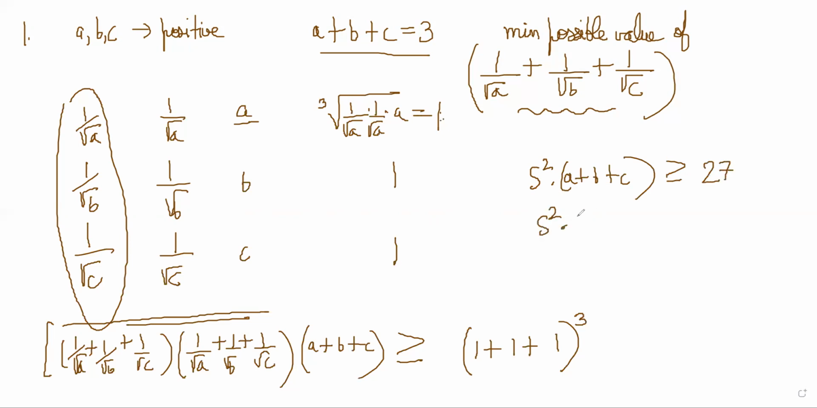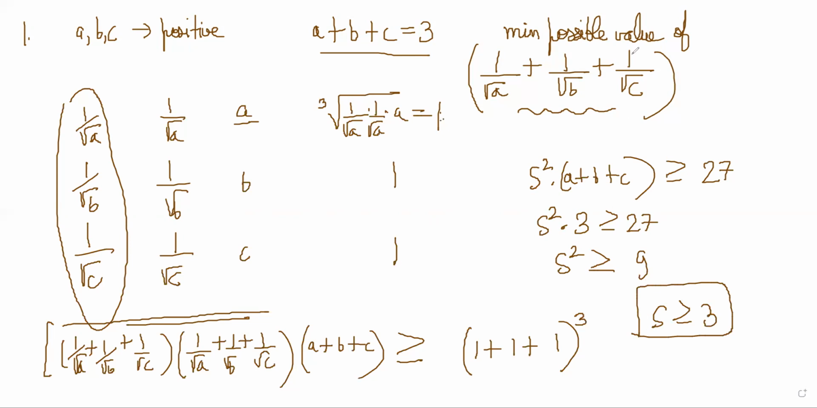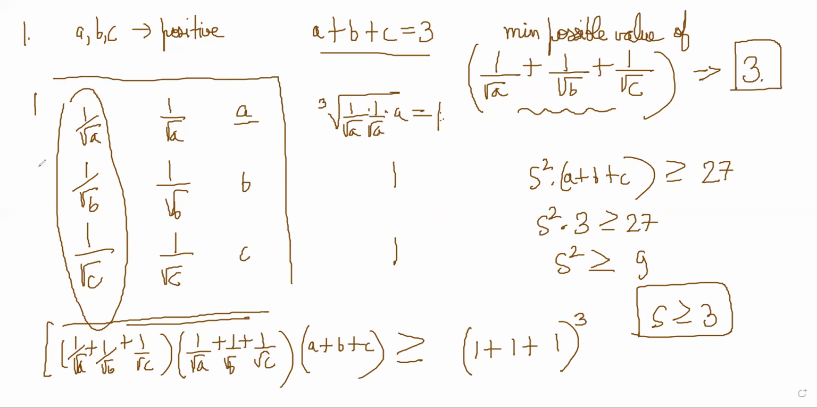So S square into 3 is greater than or equal to 27. S square is greater than or equal to 9. S is greater than or equal to 3. So the minimum possible value of it is 3. I hope you understand how we selected the 9 numbers. It is important to select the right set of numbers and put them in a table. After you have this table set up, you can always apply Holder's very easily. The choice of the numbers in the table matters a lot here, right?